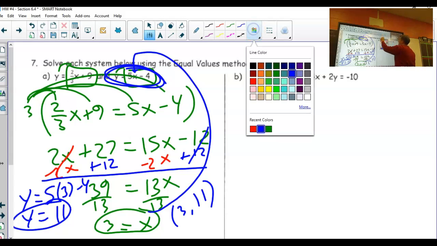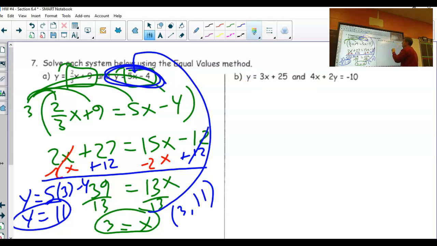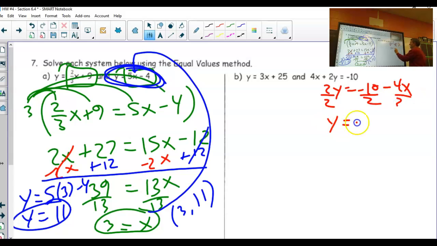In part B of this problem, again, I'm going to set 3x plus 25 equal to, well, I can't do that yet because this one does not have the y by itself. I guess first I got to get the y by itself. That's a little bit sad. So here I might subtract 4x from both sides. Then divide everything by 2. And I get y equals negative 5 minus 2x.